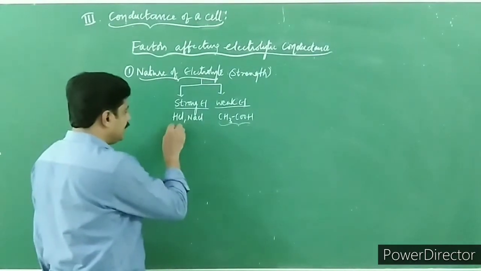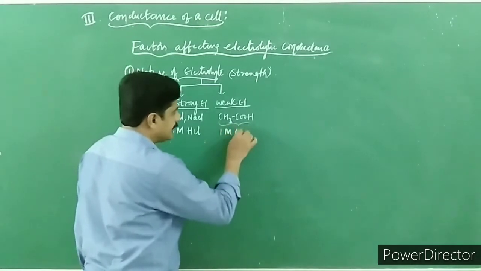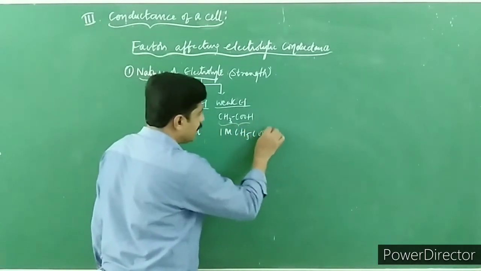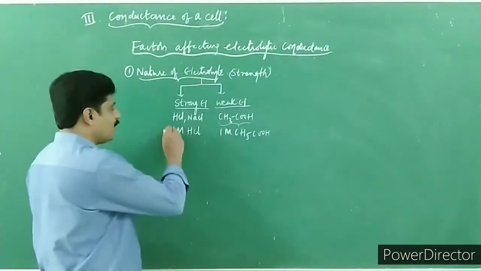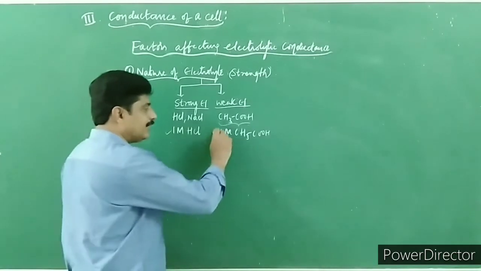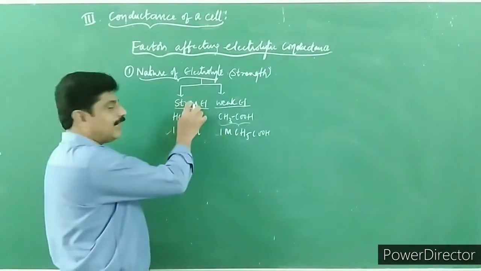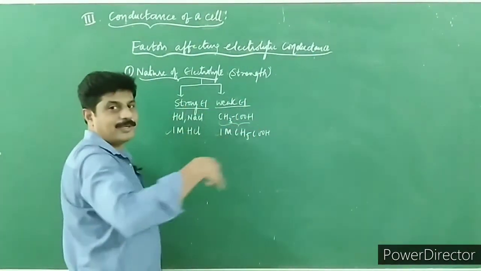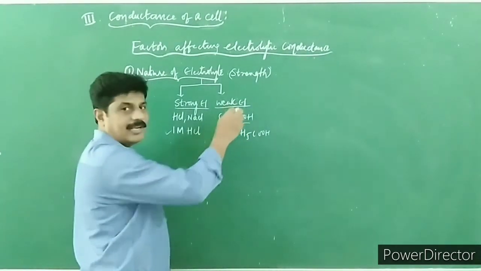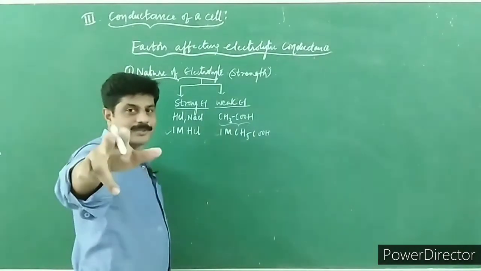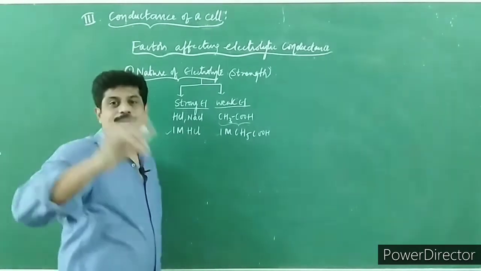Let me quote an example here. Remember, if I compare 1 molar HCl with 1 molar acetic acid, you can definitely guess which one is a better conductor. You would say that the conductance of 1 molar HCl is more than that of 1 molar acetic acid, because HCl is a strong electrolyte which undergoes complete dissociation to produce more ions than acetic acid, which is a weak electrolyte which undergoes incomplete dissociation to produce fewer ions. That is why the nature of the electrolyte plays an important role.